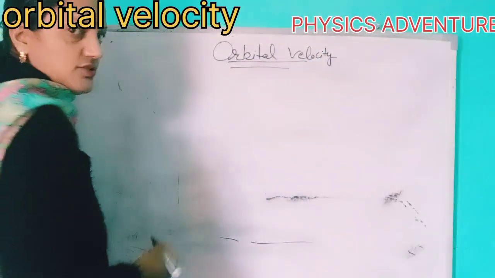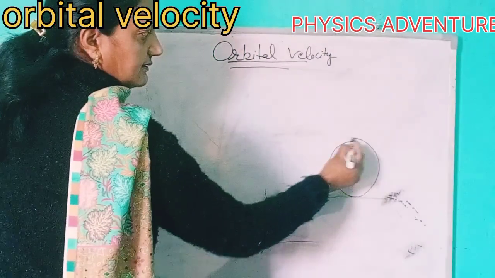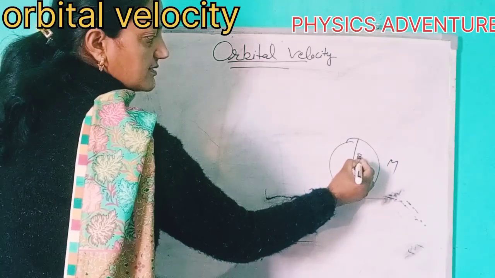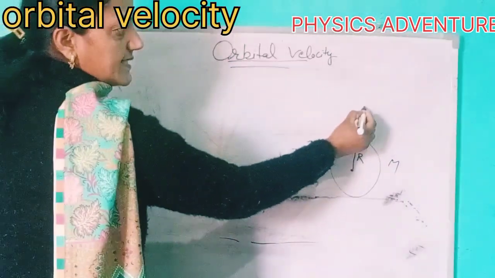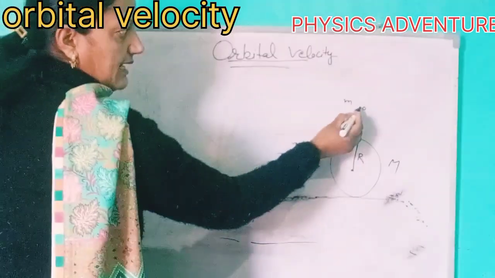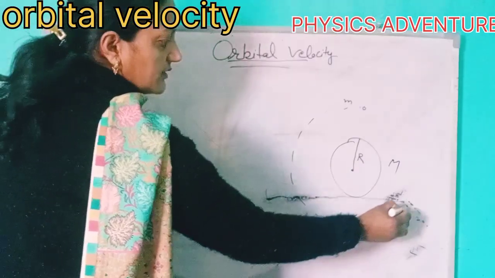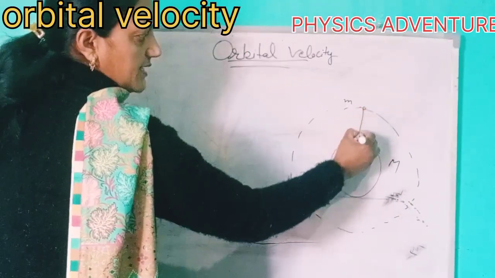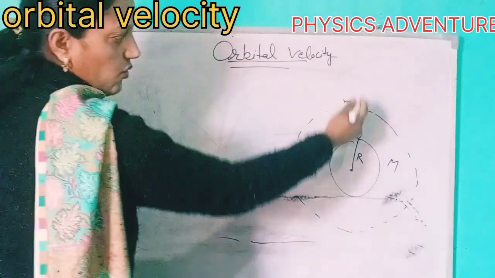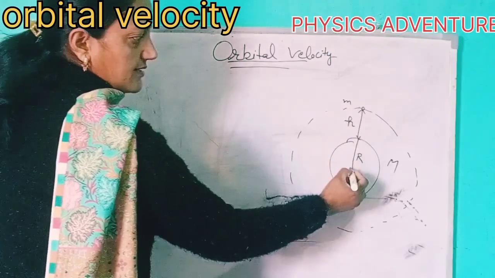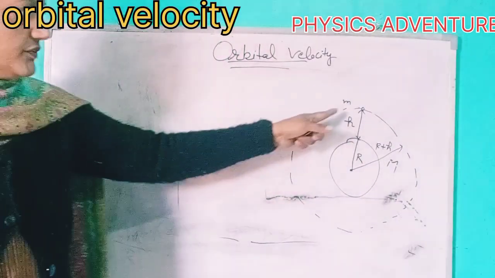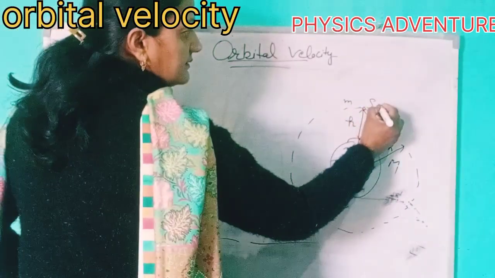What is orbital velocity? Consider Earth having mass M, and from the origin its radius is capital R. If we put a satellite here around the Earth having a smaller mass m, then it will revolve around the Earth in its orbit. We will take its distance from here to here as height h. But its whole distance from the center of the Earth will become R plus h. It is the radius of the satellite. Here is the satellite.